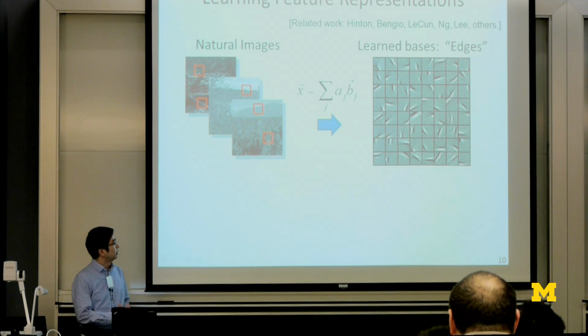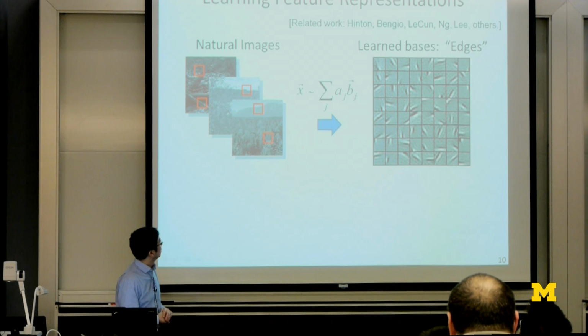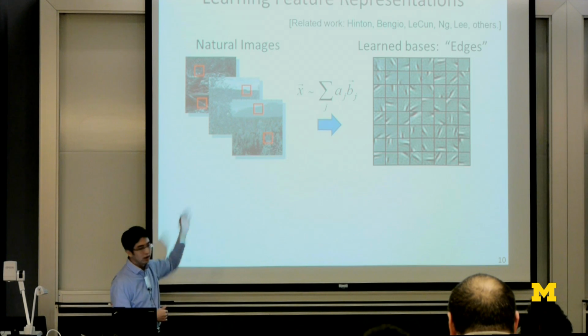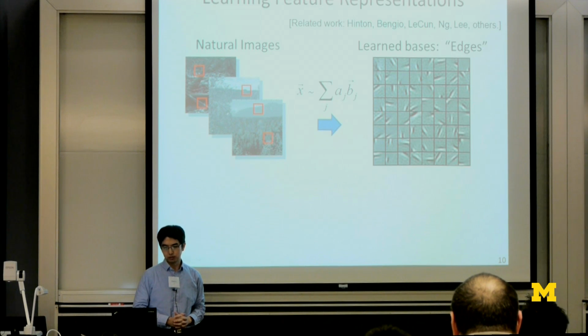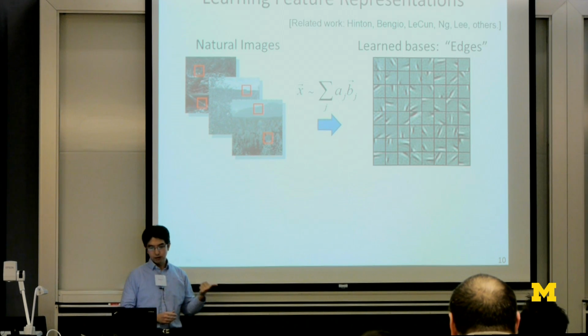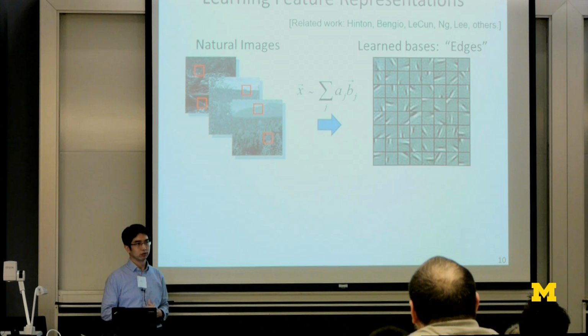Here are some examples of how we learn from images. Suppose that we take some small 10 by 10 image pixel patches from natural images on the left-hand side. Then we can try to represent these image patches as some kind of combination of basis vectors. So X is a data vector, B's are the basis vectors, and AJ's are the coefficients.